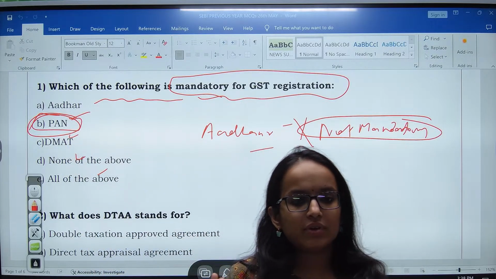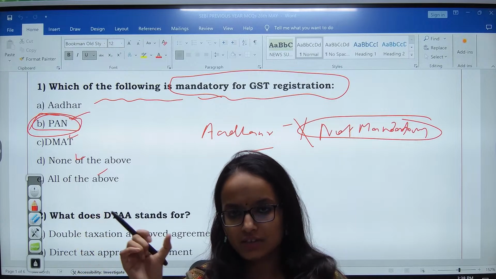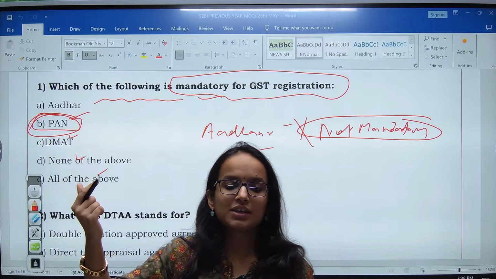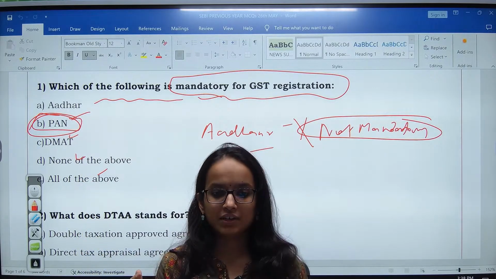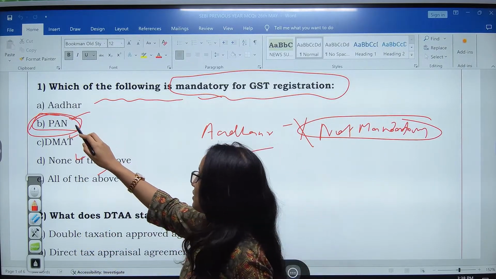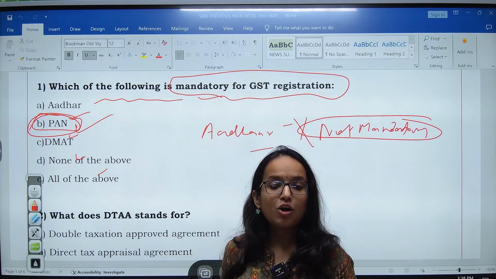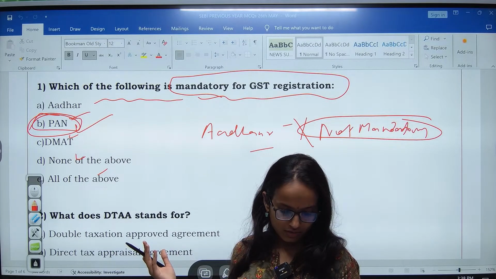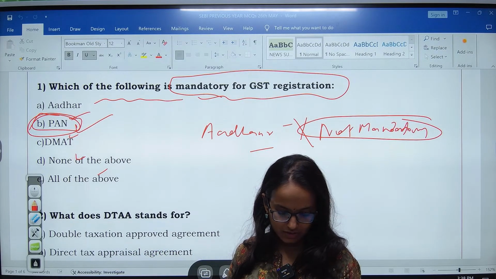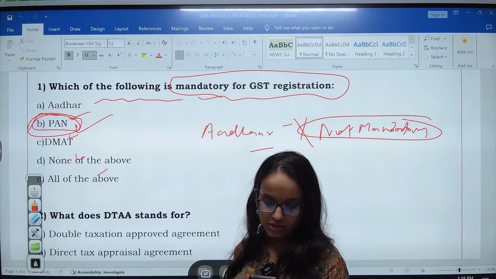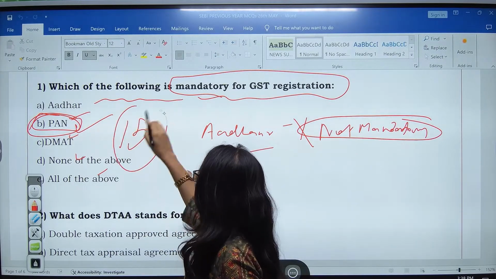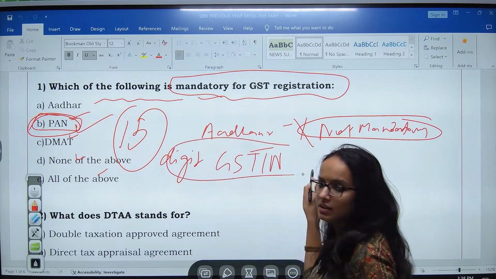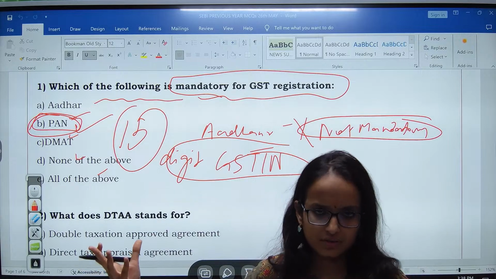After registration, you get a GST number. How many digits does that GST number have? Anyone? Here your right answer is B, PAN. How many digits are there in your GST number which you get after registering? 15, very good, Prashant Sharma. So you get a 15 digit GSTIN, and every digit has its own importance. You can read about it.